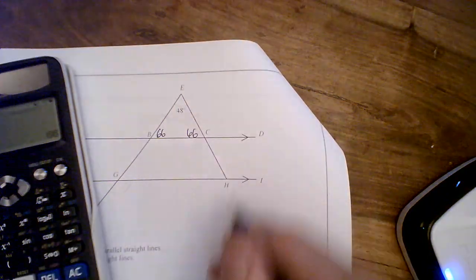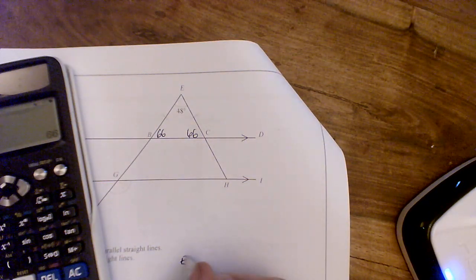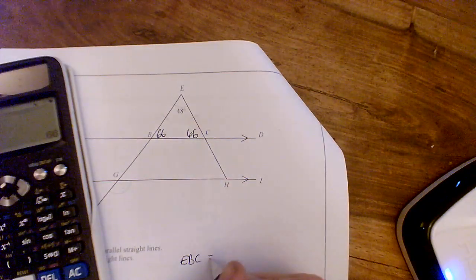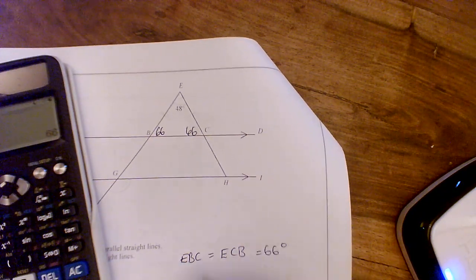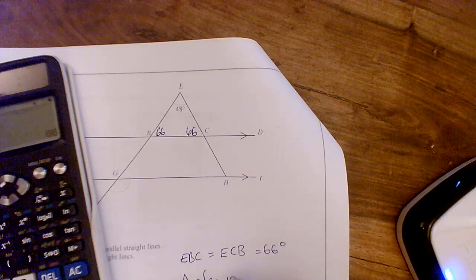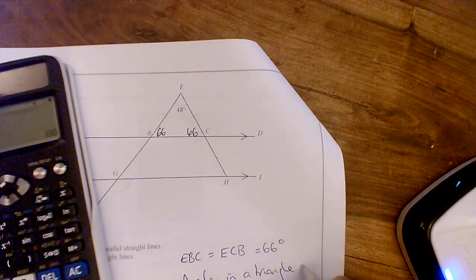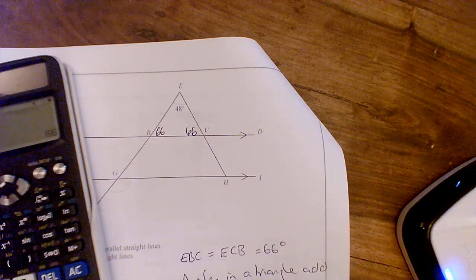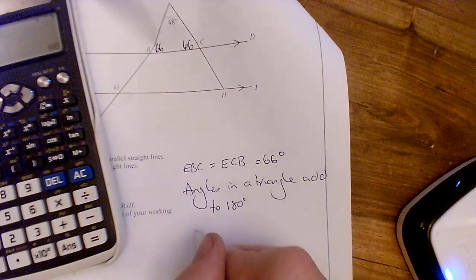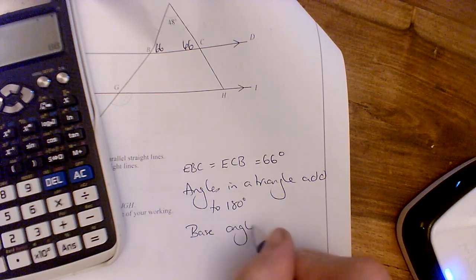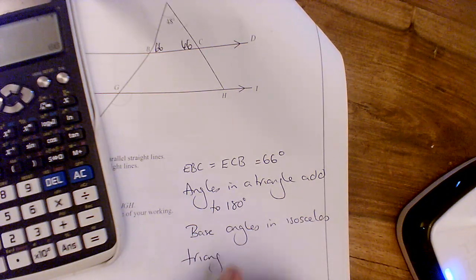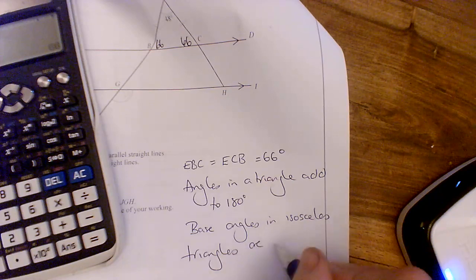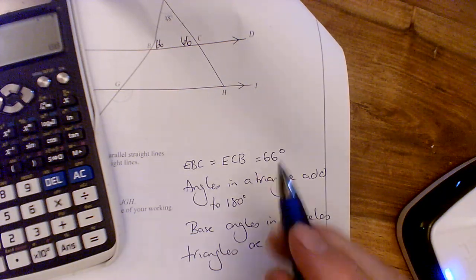Okay, so let's just write down what I've done. So EBC equals ECB equals 66 degrees. Angles in a triangle add to 180 degrees, and then the other reason that I used there was base angles in isosceles triangles are equal. So that's what it's called, the base angles in an isosceles triangle, base angles being the angles at the bottom of the lines. Let's go back up to the picture.